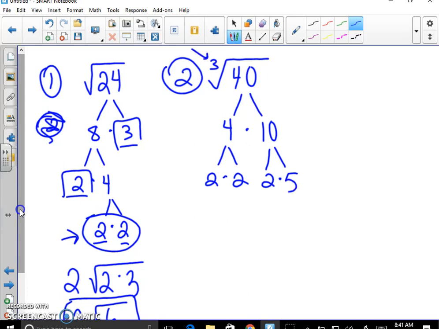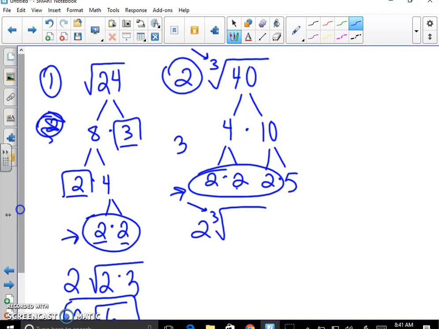Now, since this is a cube root, we're looking for groups of 3. Well, I see 2, 2, and 2. That's a group of 3. And I don't have a group of 3 of any more numbers. So that group is going to go to the outside of the radical, 2. Cube root, make sure you include that cube root. And all that was left was that 5. So our final answer is 2 cube root 5.